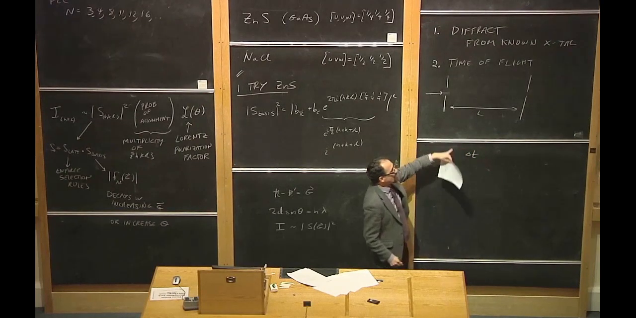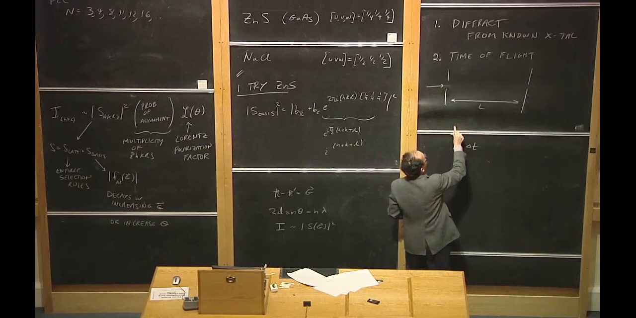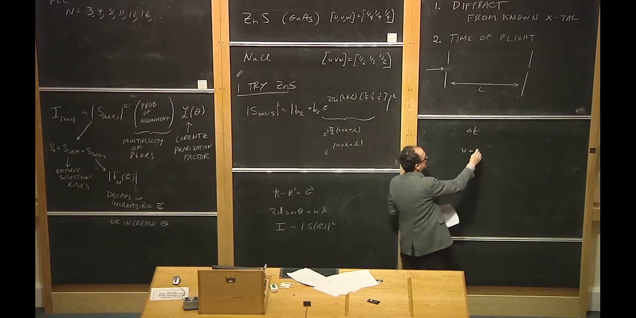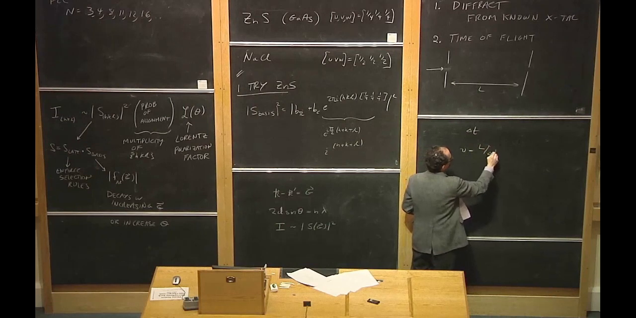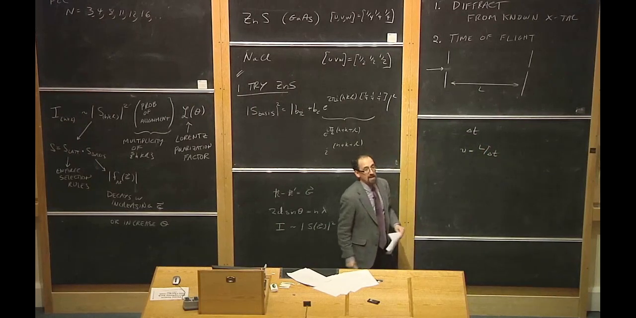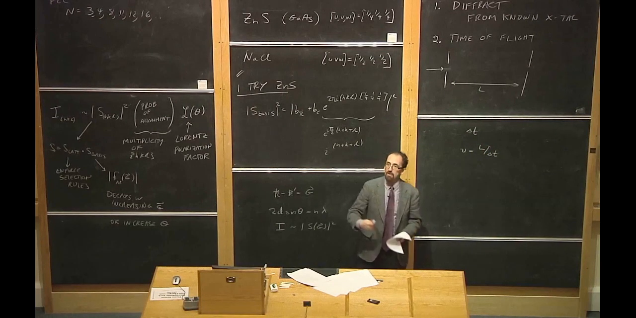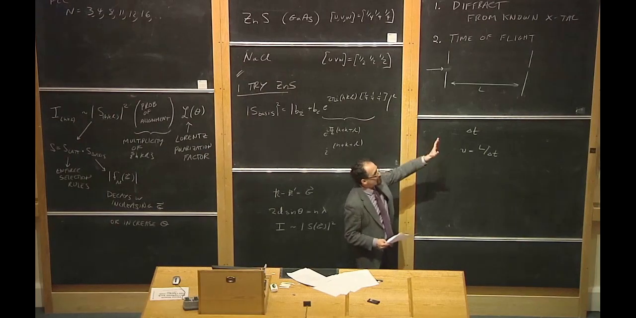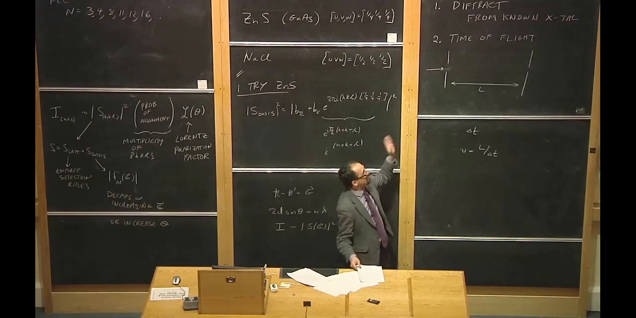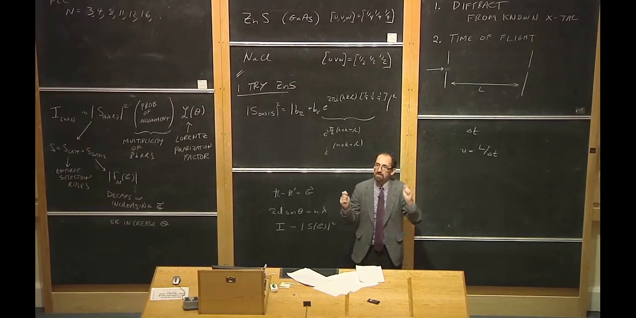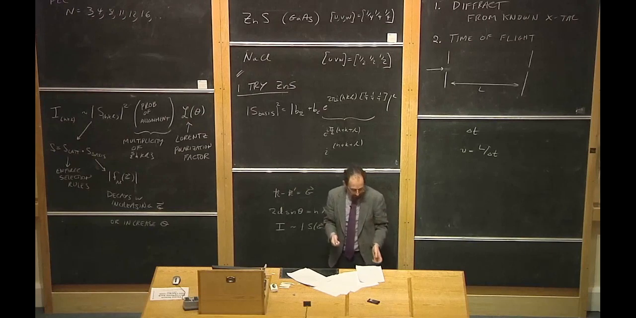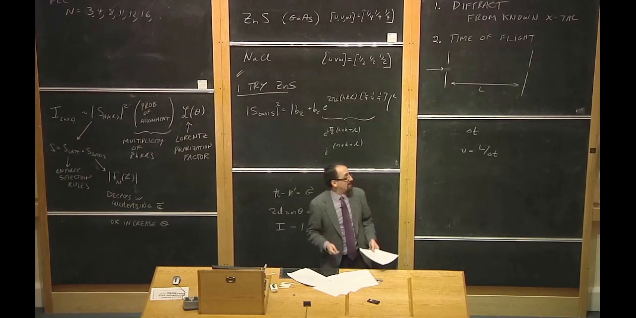So then you know L, you know T. So if it made it from the first window to the second window in delta T, you know its velocity. So L divided by delta T is its velocity. If you know its velocity, you know its momentum. If you know its momentum, you know its wavelength. So by giving it a certain amount of time to get from the first window to the second window, you can select for a particular velocity, therefore a particular momentum, therefore a particular wavelength.